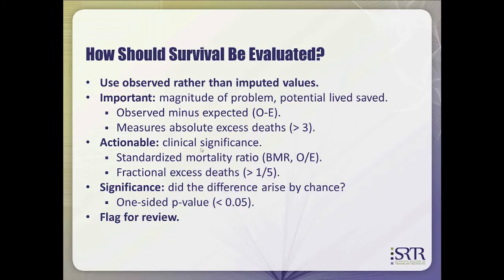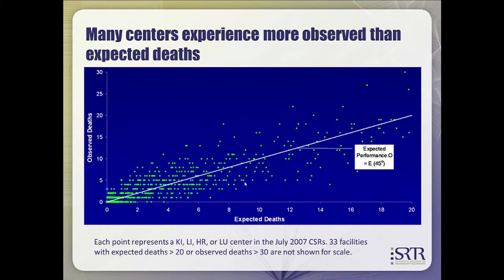I'm reminding you of something that we talked about in detail in the risk adjustment webinar: the three criteria that you need to meet to get flagged are that the observed minus expected has to exceed 3, that the ratio of observed to expected has to exceed 1.5, and that the one-sided p-value has to be statistically significant, which means less than 0.05. And that's when flagging happens.